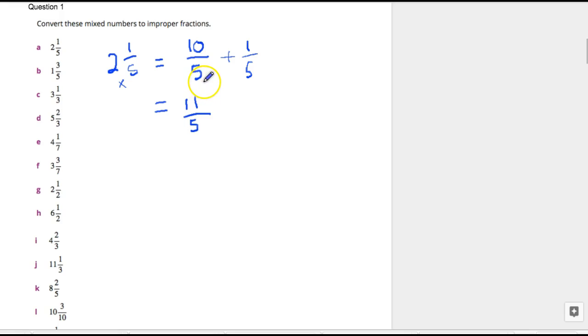So if you just think of the fifth as an object, just like an apple. So I have 10 apples plus one more apple. How many apples do I have? I have 11 apples. So the fifth can just be considered as an object. So in this fraction, we've got 10 of them. In this one, we've got 1 of them. So how many do we have altogether? We have 11 fifths. All right, let's move on to the next one.